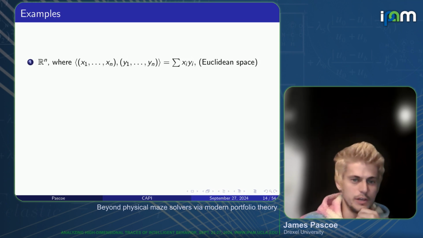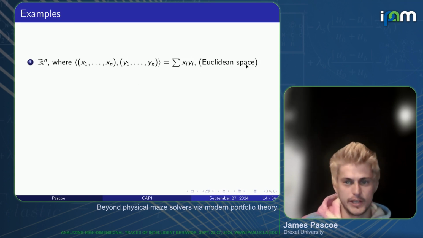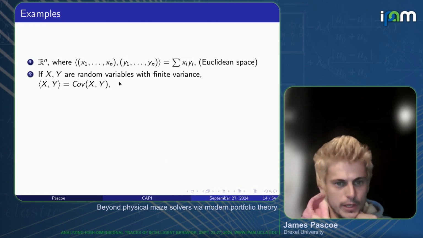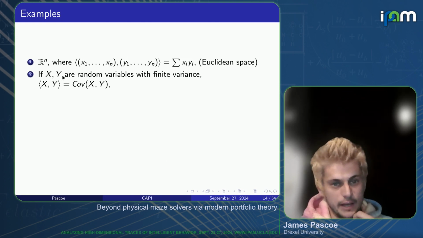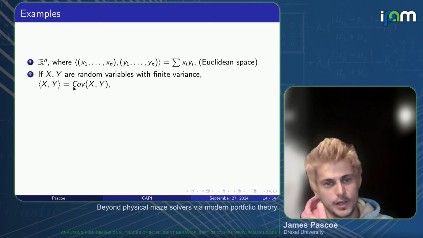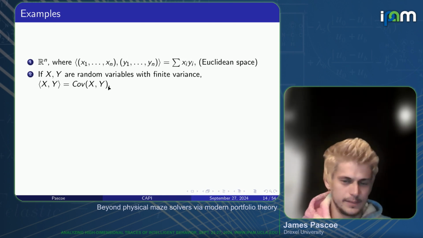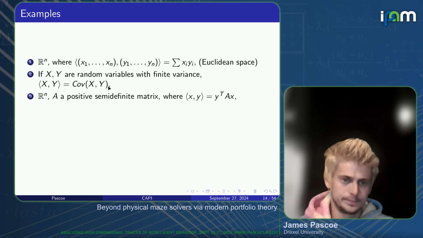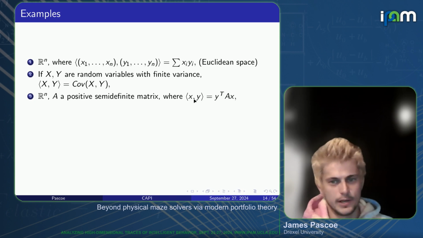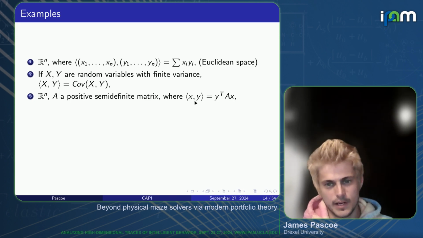Okay, so some examples of Hilbert spaces. Well, I could take classical Euclidean space where I have n coordinates for my point x, n coordinates for my point y, and I just sum up the coordinates multiplied together term by term. Slightly maybe more interesting is if I have x and y random variables with finite variance on some base, I could talk about their covariance is exactly an inner product. If I have a positive semi-definite matrix, I can define this inner product, which is a little funny.